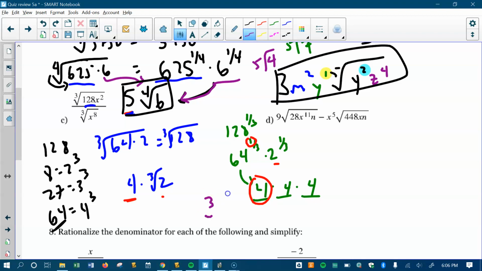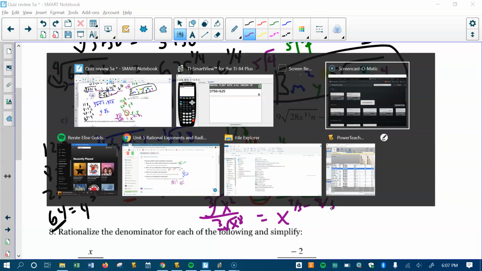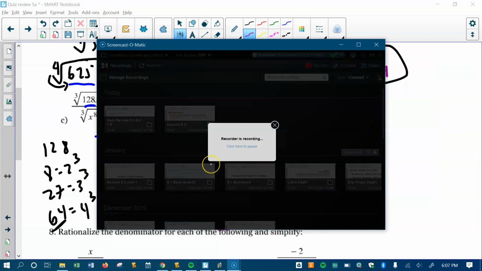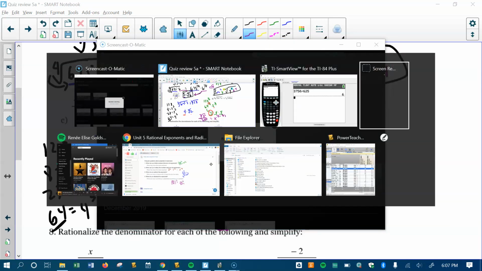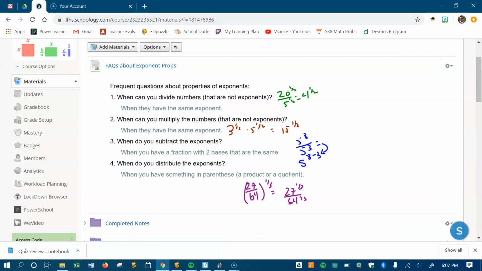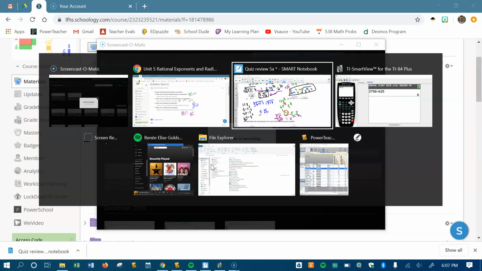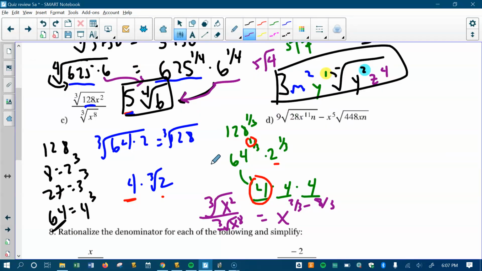Now, I'm going to do a fancy trick here. That cube root of x squared over the cube root of x to the 8th can be rewritten as x to the 2/3 minus 8/3. Why am I allowed to do that? Because I can subtract exponents when I have 2 bases that are the same. And my 2 bases are x and x. So I can do that.